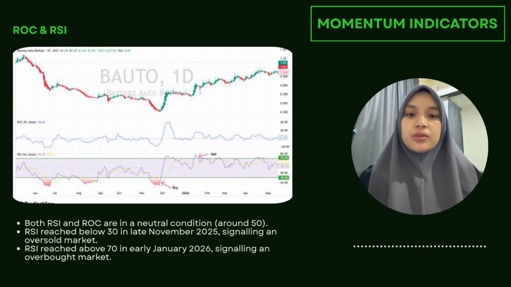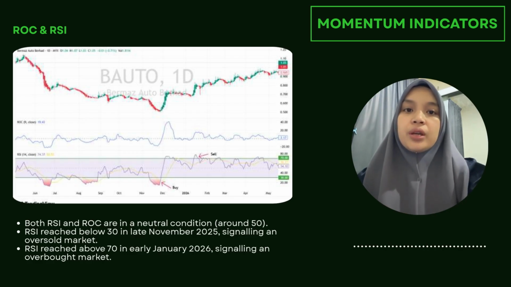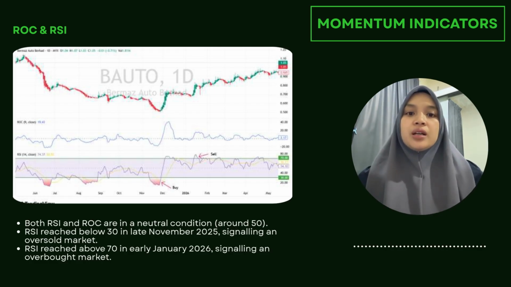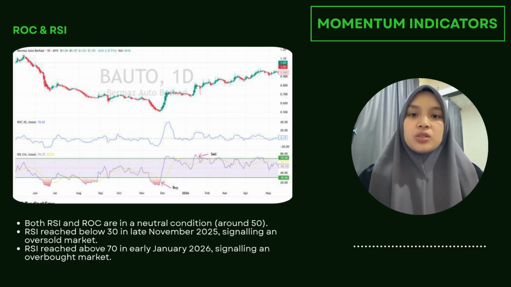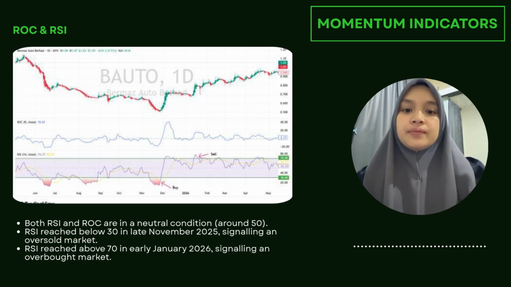The RSI dropped below 30 in late November 2025, signaling an oversold market and providing a potential buy opportunity. Later, the RSI moved above 70 in early January 2026, indicating an overbought market where profit taking could occur. Overall, both indicators suggest that the stock has a healthy momentum without showing extreme weakness.